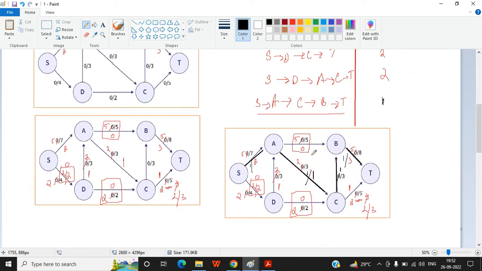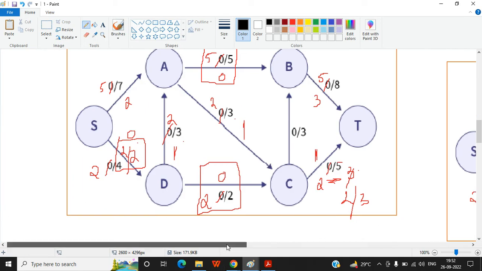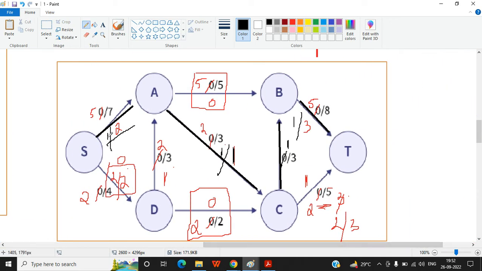To the maximum flow. After that, you have to calculate the residual capacity. So what is the residual capacity here? 2 minus 1, that is 1. What will be the residual capacity of this one? 1 minus 1, that is 0. That will get blocked. What is the residual capacity of this one? 3 minus 1, that is 2. What will be the residual capacity here? 3 minus 1, that is 2. Right? So residual capacity of all the edges along this path has been calculated.